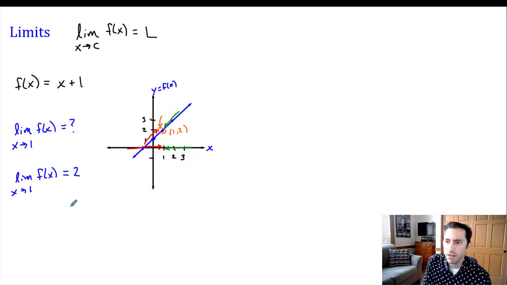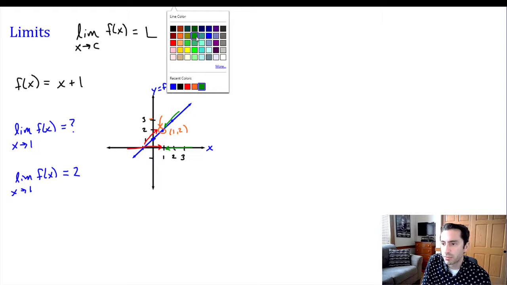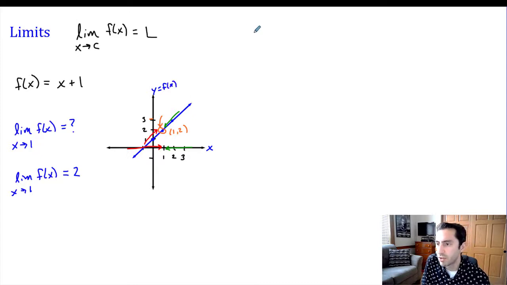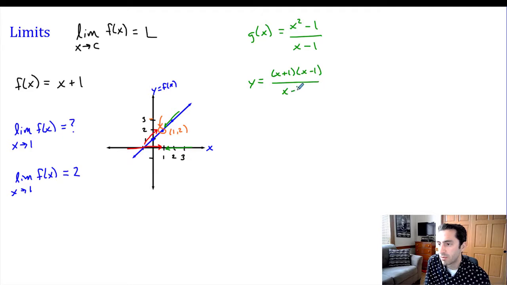Now let's take a look at an example that's a little bit more interesting. So let's do a new function, let's say g of x, and this is equal to x squared minus 1 over x minus 1. So a little bit more complicated. However, if we look at this, this can be simplified. The numerator is the difference of perfect squares, so that can be factored into x plus 1 and x minus 1. And this is still over x minus 1.